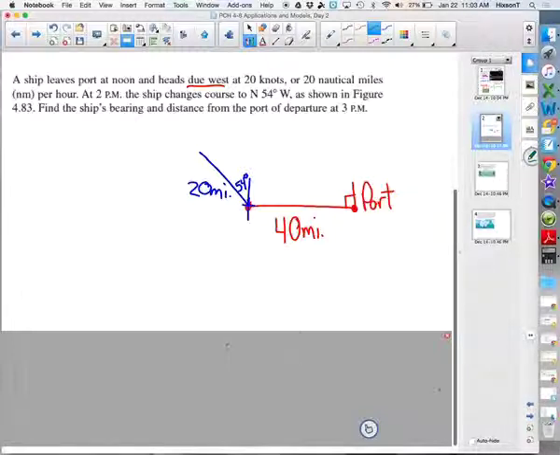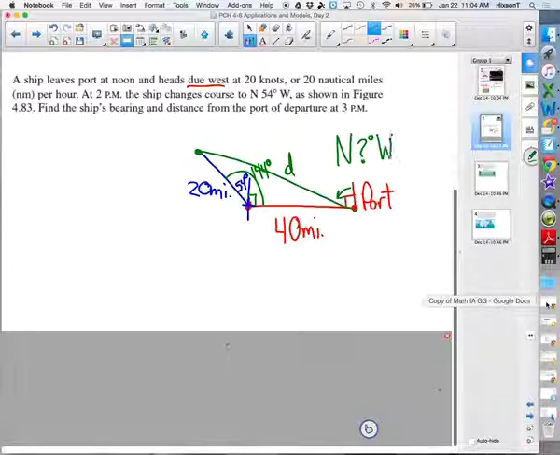But notice now what you can do. What is this angle right here? Yeah, 144, because this is a right angle, so that's 144 degrees. And now they ask for the bearing and distance from port to where they ended up. They're looking for that distance right here, and they're also going to be looking for this angle, because that's your bearing. It's going to be north something degrees west.